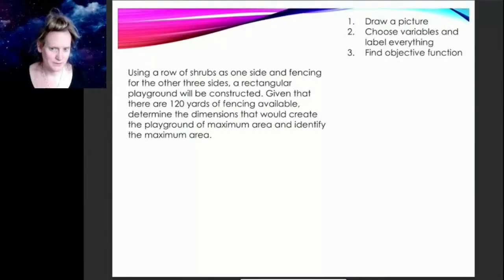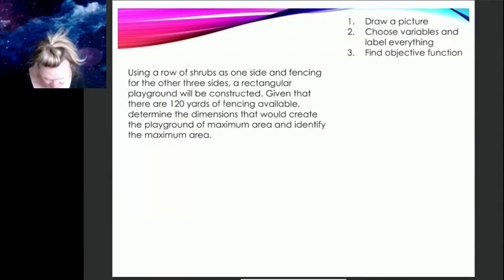Using a row of shrubs as one side and fencing for the other 3 sides, a rectangular playground will be constructed. Given that there are 120 yards of fencing available, determine the dimensions that would create the playground of maximum area and identify the maximum area.